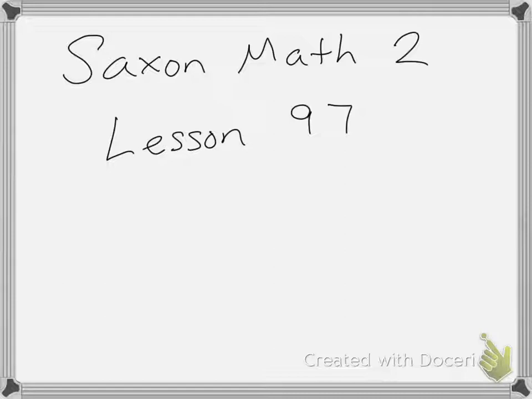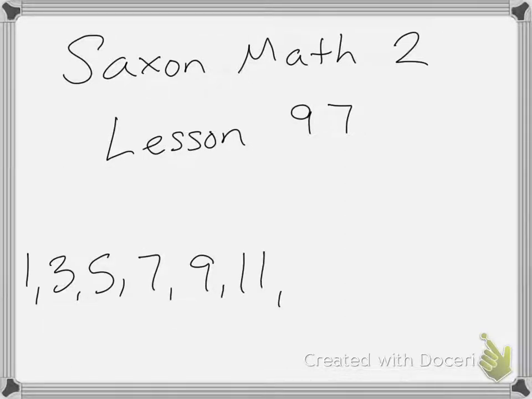So first let's list the odd numbers from 1 to 19. So my odd numbers are 1, 3, 5, 7, 9, 11, 13, 15, 17, and 19.